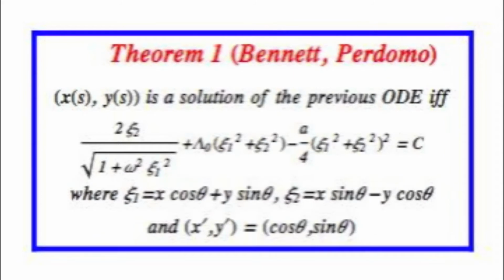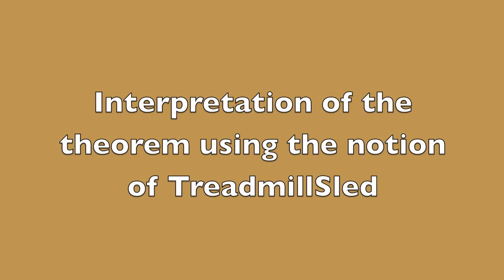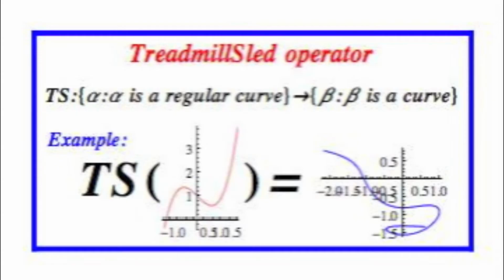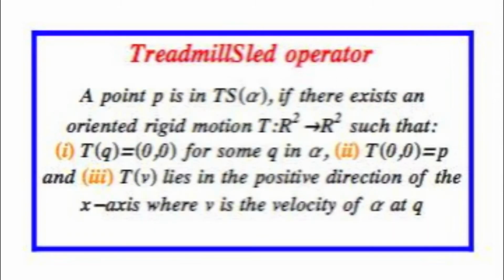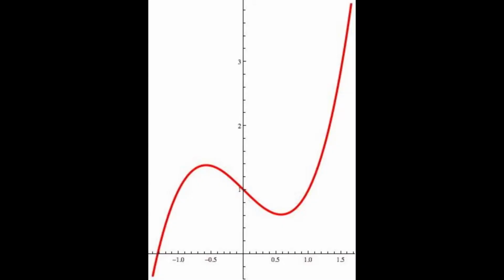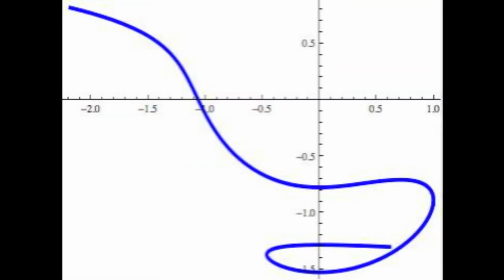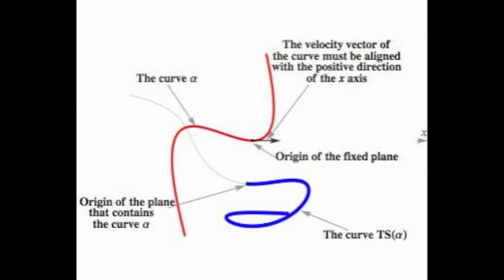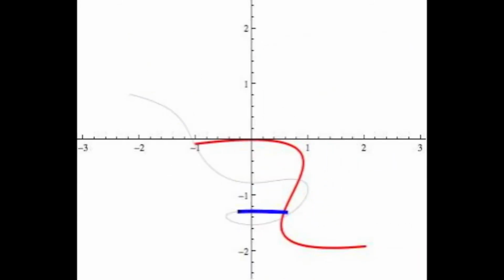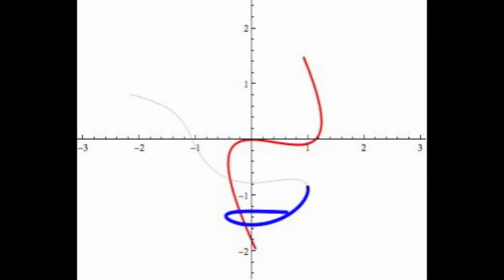This theorem shows how to integrate the system. In order to provide an interpretation of this theorem, we defined the TreadmillSled operator. This operator takes regular curves to curves. This is the definition in words. The TreadmillSled of the red curve is the blue curve. These images show a dynamical interpretation of how the red curve produces its TreadmillSled.